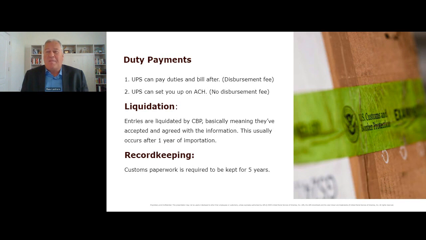Let's move to duty payments. You've cleared the goods, you've done the duty. We know the duty's due in 10 days. What are ways to pay the duties and taxes? And there's kind of two ways.